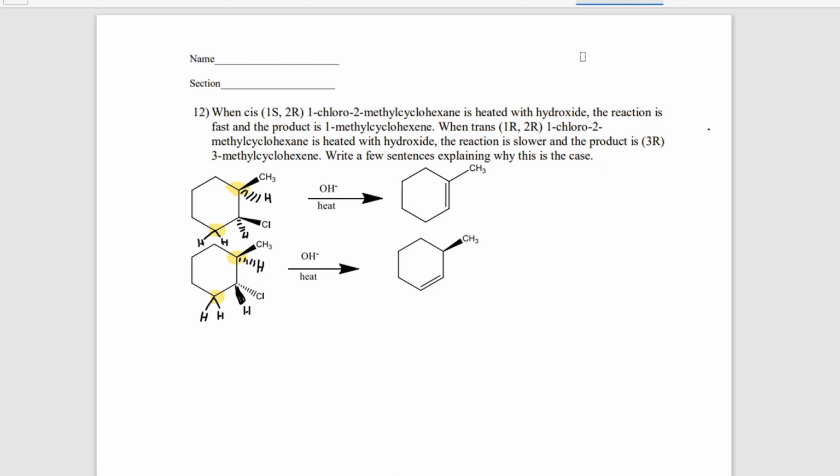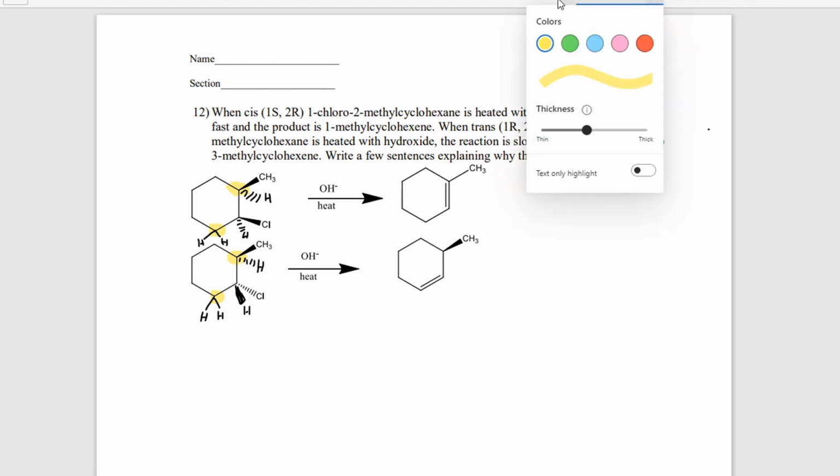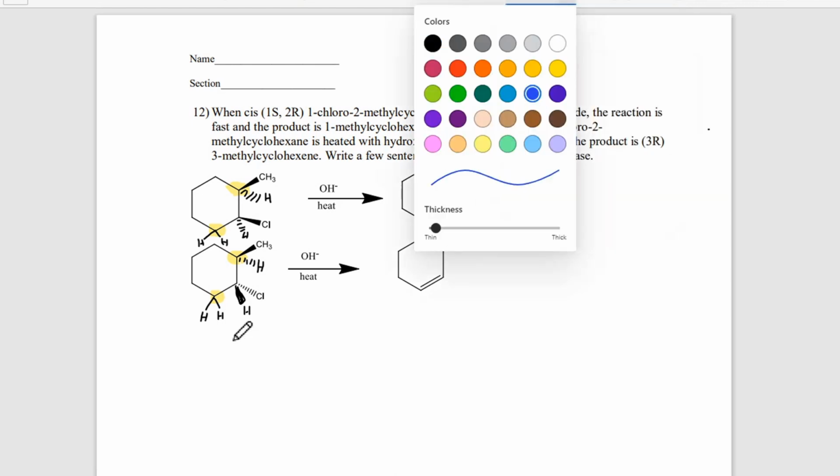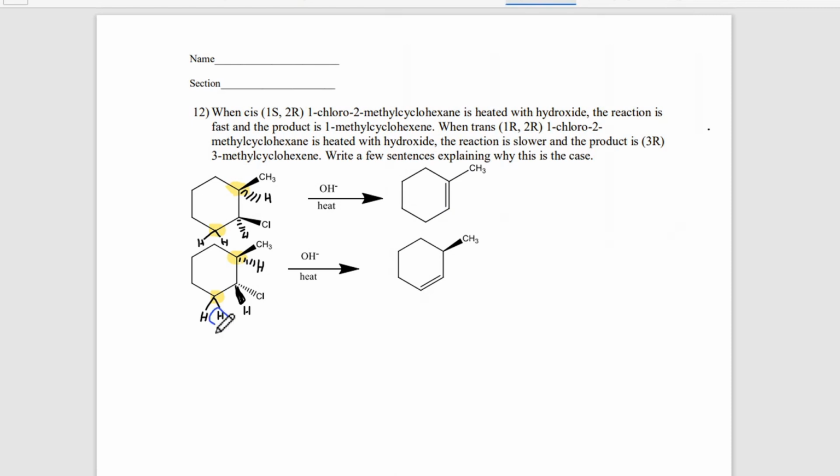Now, in the bottom case, we have one of these guys that gets removed. In the top case, we have this guy that gets removed. Why is that the case? Because it's not sterically hindered in either case. OH minus is not a sterically hindered base.